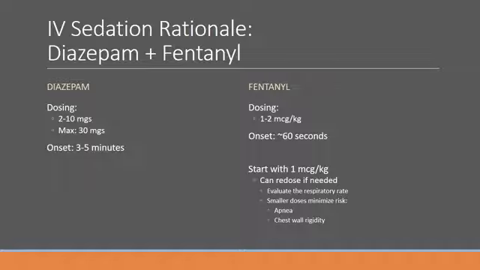The onset of fentanyl is going to be very, very quick. It's about 60 seconds or so. And so it's nice to start, as I mentioned above, with 1 mic per kilo, and then you can redose as needed. And you're going to evaluate the respiratory rate before you redose with your narcotic.